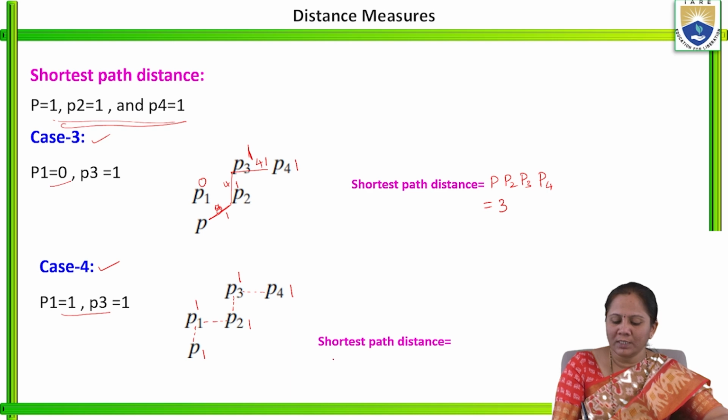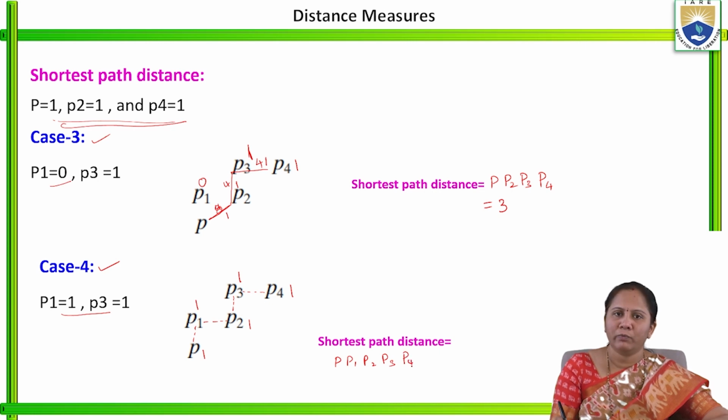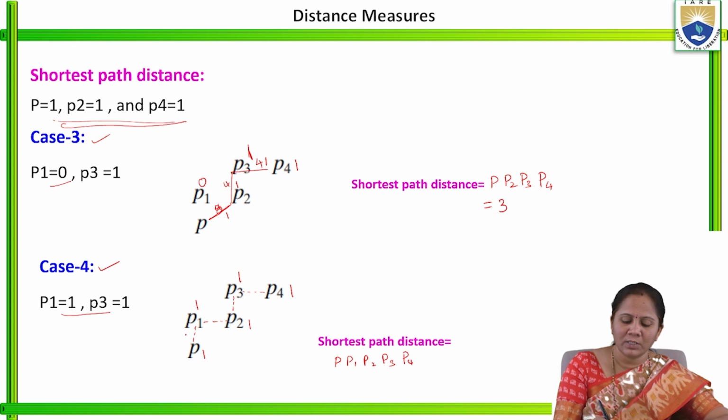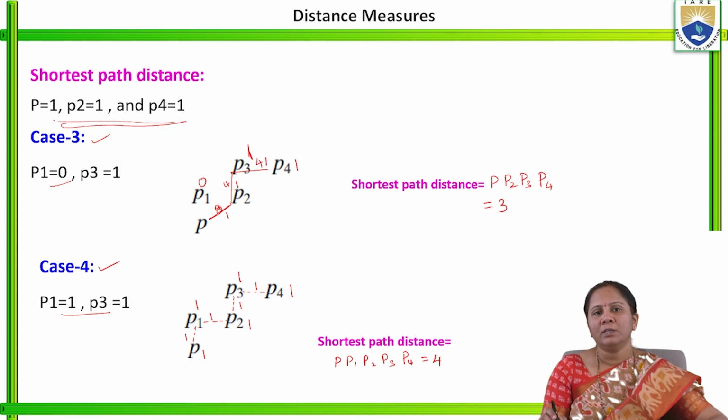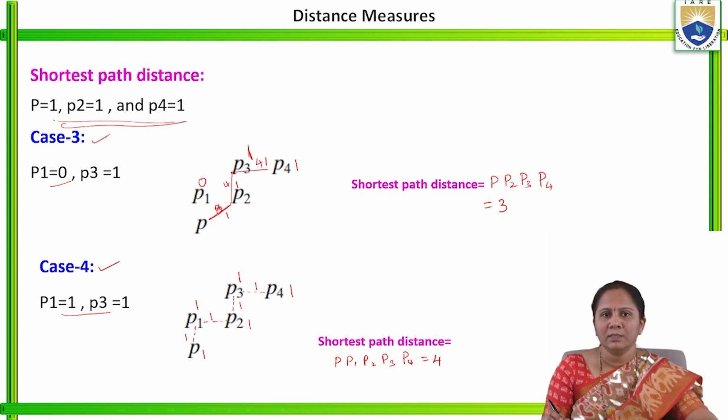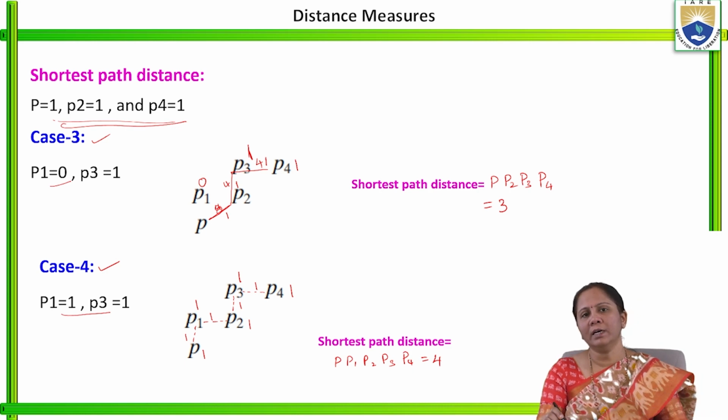So the shortest distance will be P, P1, P2, P3 and P4. If we consider unit distance between these pixels, this is 1, 2, 3 and 4. So total here the distance will be equal to 4. So these are the 4 conditions, considering the example we have applied, in order to calculate the shortest distance.